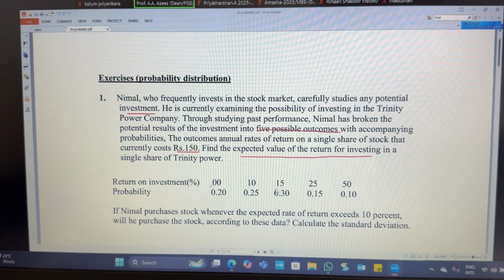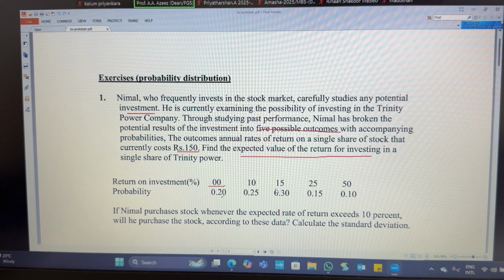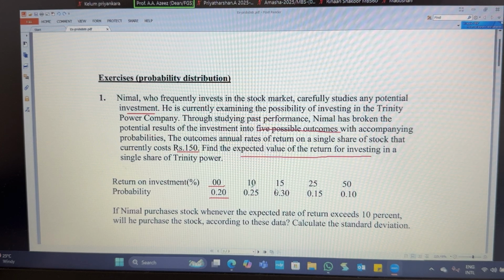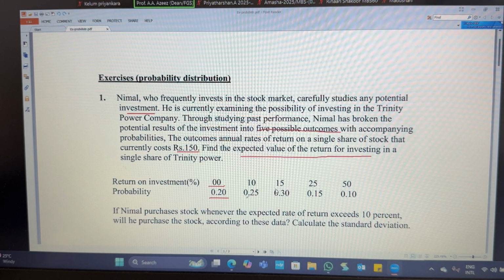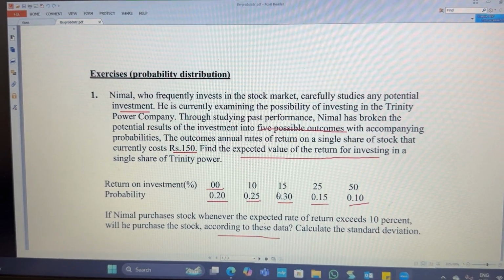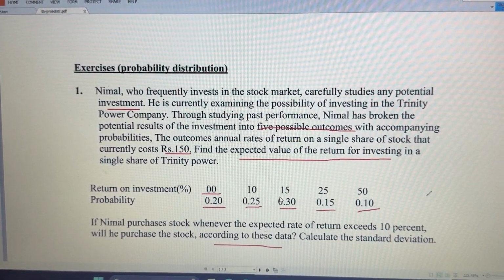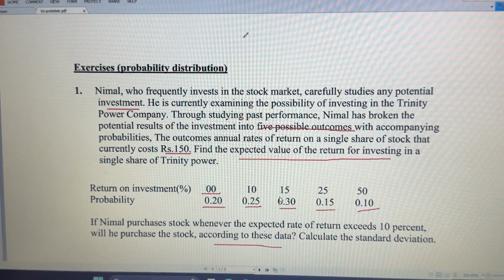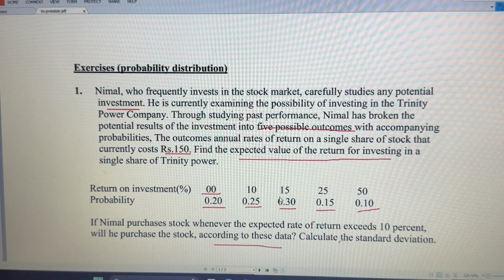So the return on investment is given as a percentage: 0%, probability 0.2; 10% return, 0.25; 15%, 0.3; 25%, 0.15; 50%, 0.1. So if Nimal purchases stock whenever the expected rate of return exceeds 10%, will he purchase the stock according to this data? Calculate the standard deviation. So therefore, can you please calculate the expected return and standard deviation? Send it to me.